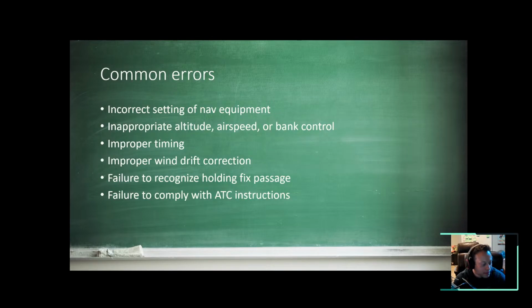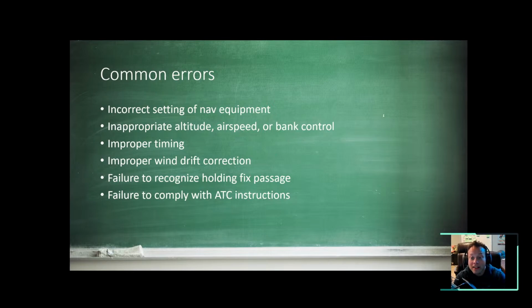Okay, so that's lost comms. Let's talk about some common errors in holds. Common errors include incorrect setting of your navigational equipment or failure to plan, and inappropriate altitude, airspeed, or bank control. Remember, keep yourself comfortable. In a Cessna, 90 knots is probably nice and comfortable. Maintain your correct altitude and keep it to a standard rate turn anytime you're flying.